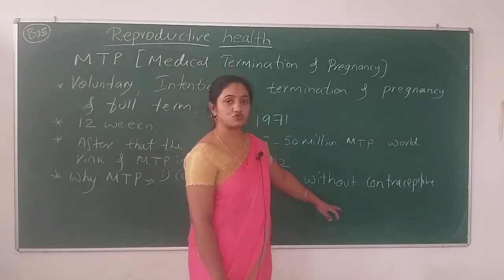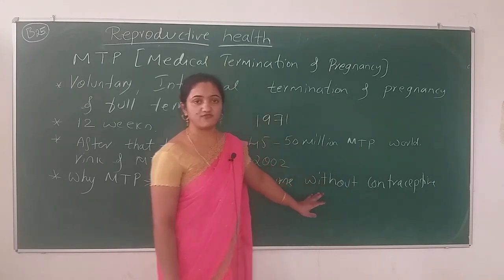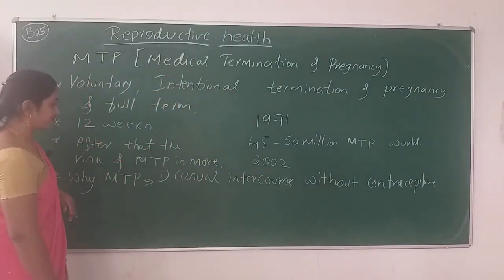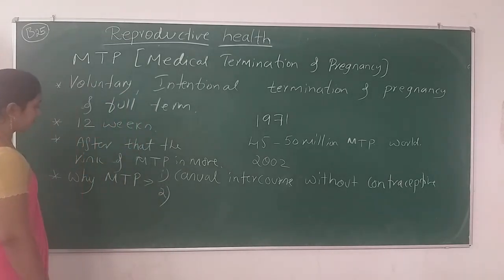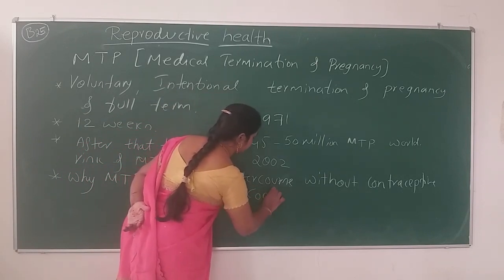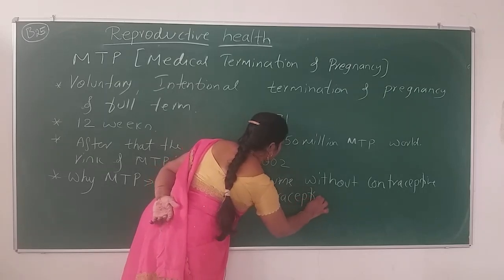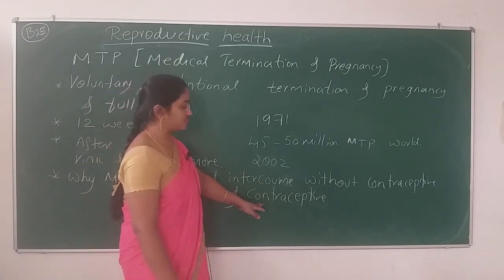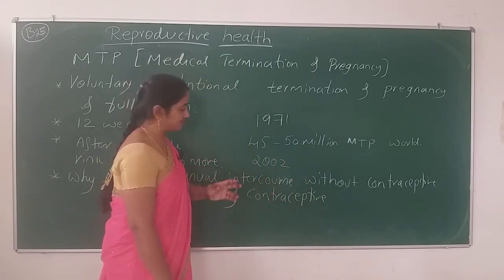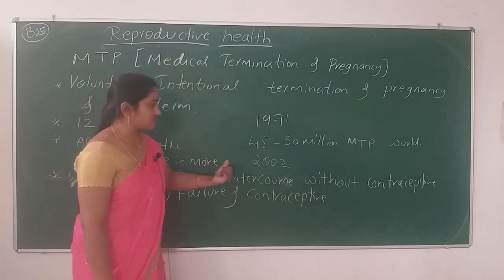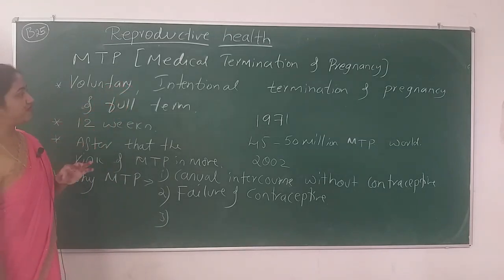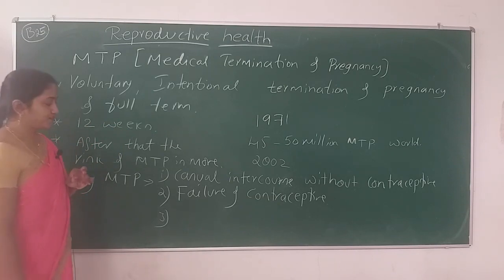When the couple has intercourse without contraceptive in a casual way, they can abort or terminate the fetus. The next reason for MTP is failure of contraceptives. When the couple has taken safety measures but still conceives, we can call it an unwanted pregnancy. In that case also they can undergo MTP, medical termination of pregnancy, or we can call it abortion.